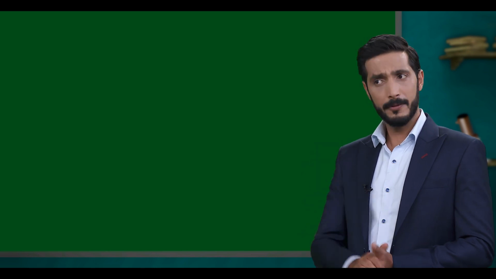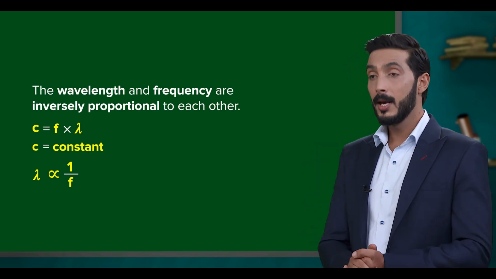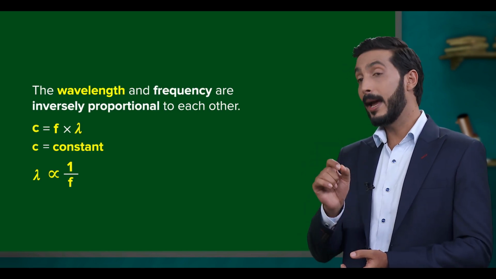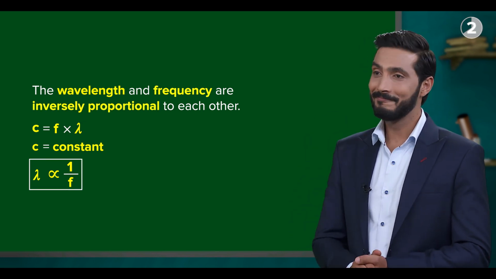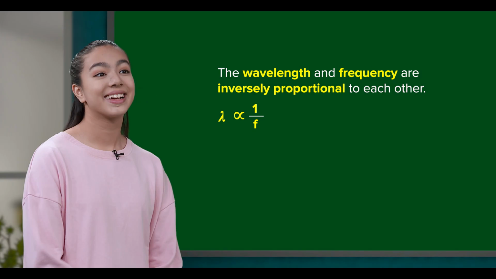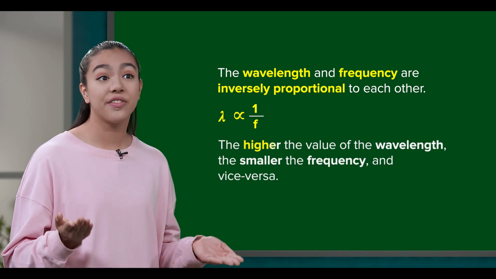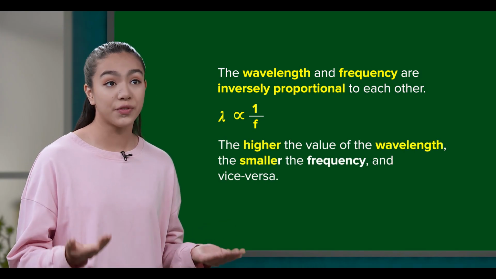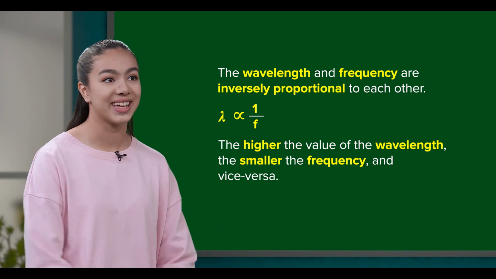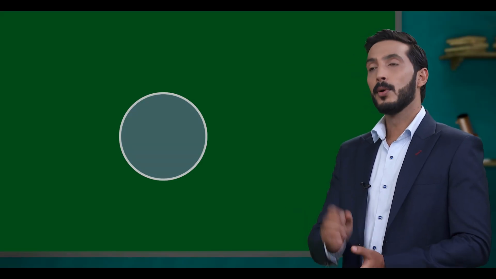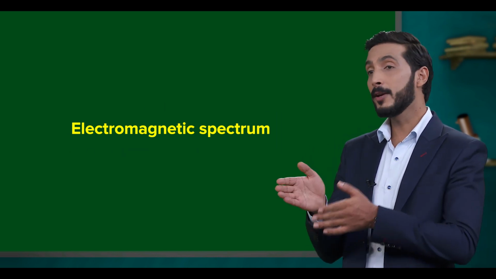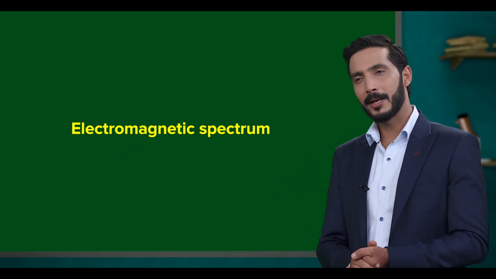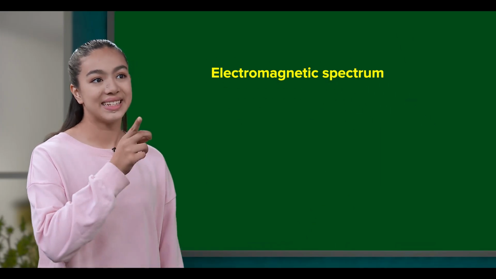Since the speed of EM waves is constant, that means the wavelength and frequency are inversely related. The higher the value of the wavelength, the smaller the frequency, and vice versa. Very good. So, with this concept, we can analyze what the electromagnetic spectrum is and how wavelength and frequency vary in the electromagnetic spectrum. That I know.